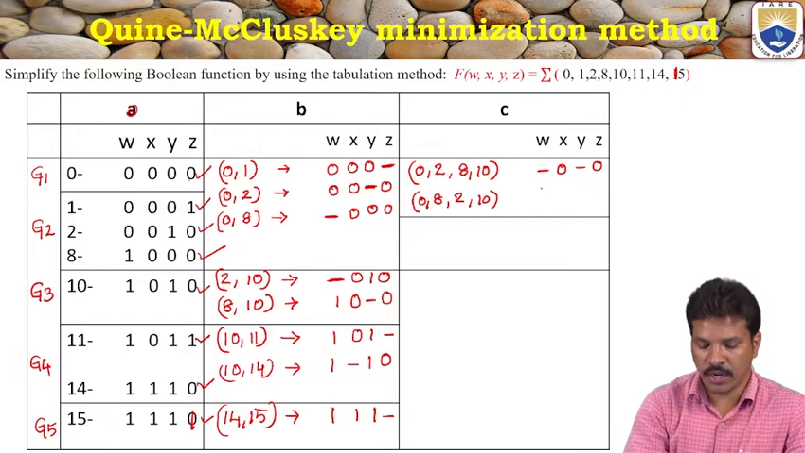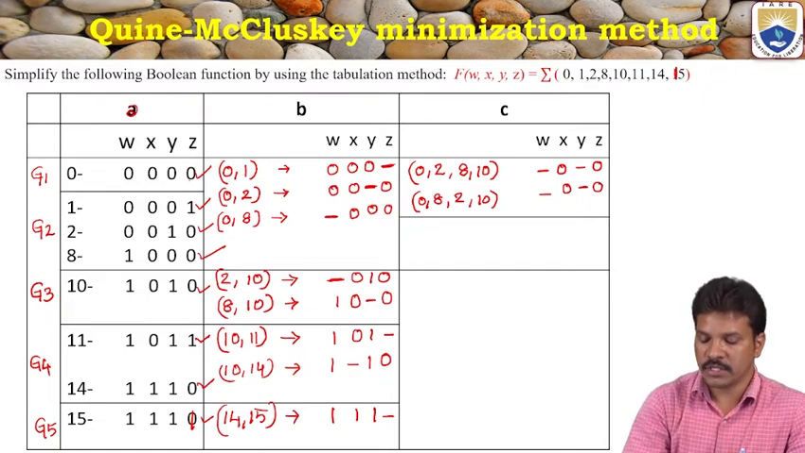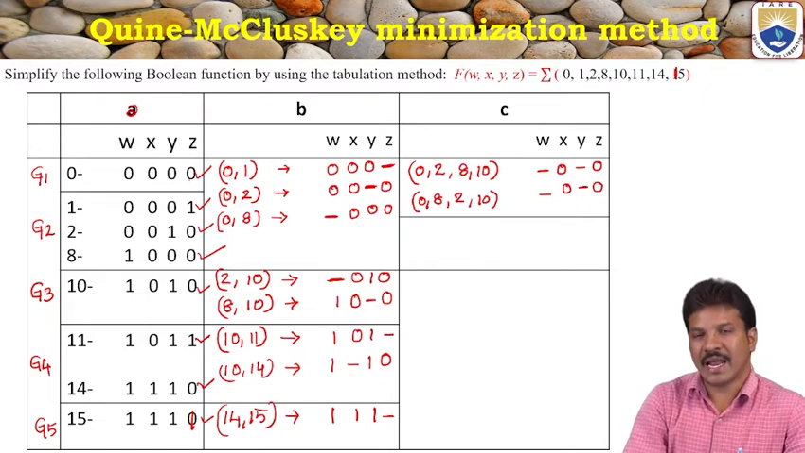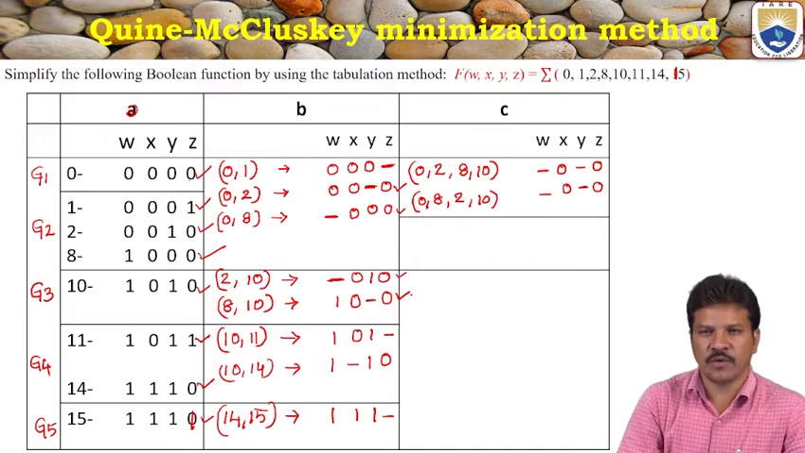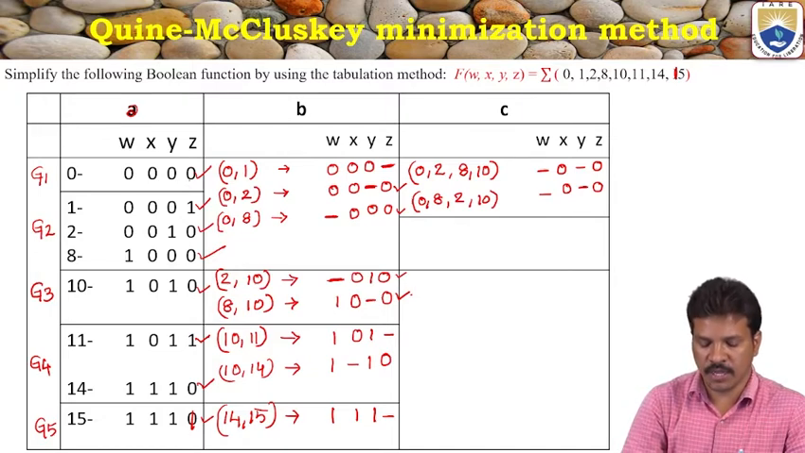So again 0, 8 to 10, we can have a hyphen. In both groups 0 is the same, but this bit is changed. This is one. So in order to do this column C, what are the groups we covered? 02 is covered, 08 is covered, 210 is covered, 810 is covered, but 01 is not covered. 01 is not matched with any group in group 2 in column B.